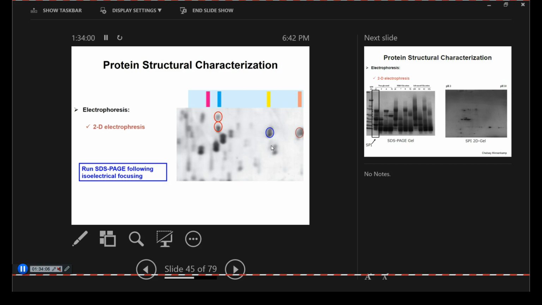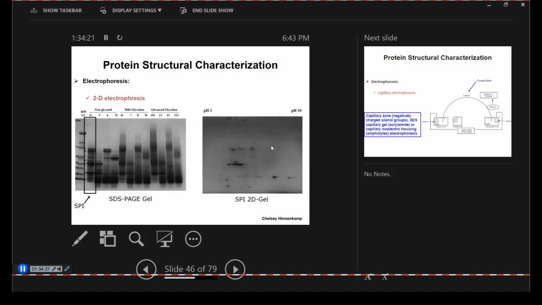If we ran just the isoelectric focusing, these two proteins would look like one band. But when we run the separation by size, then we can see that there are two proteins. So it's enhancing the separation of proteins for better identification. And here's an example of a gel that was run with one dimension. And here's our soy protein, for example.